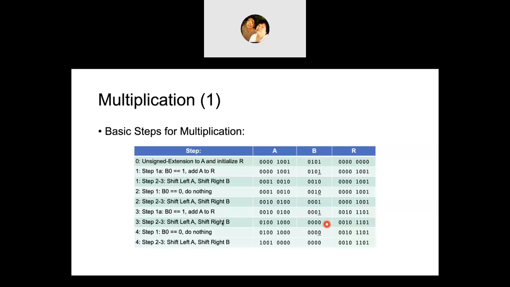When we start the fourth round, we have to test B0 again. And in this case, B0 is 0, so we do nothing. We don't have to add A to R. And then we shift left A and shift right B. And here is the final result.